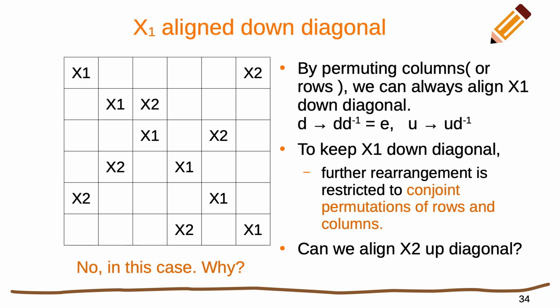However, we no longer have full freedom to permute rows and columns independently. To keep x1 within the diagonal line, any further rearrangement must be a conjoint permutation, that is, the same permutation applied to both rows and columns. Can we still align x2 along the upward diagonal line under this constraint? In this example shown in the figure, the answer is no. Can you guess why? We will soon see a simple criterion that gives us the answer.